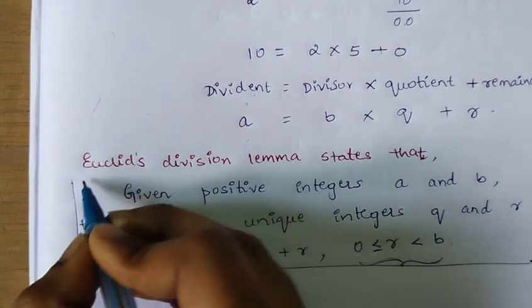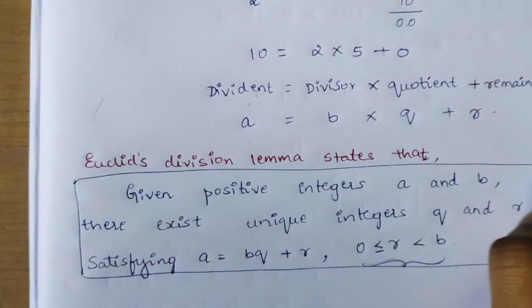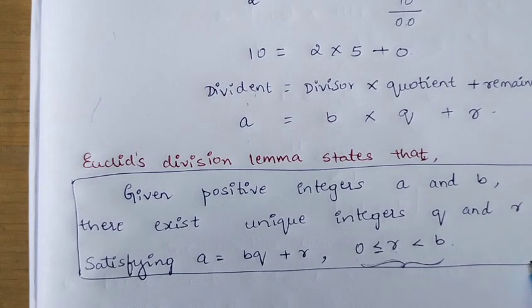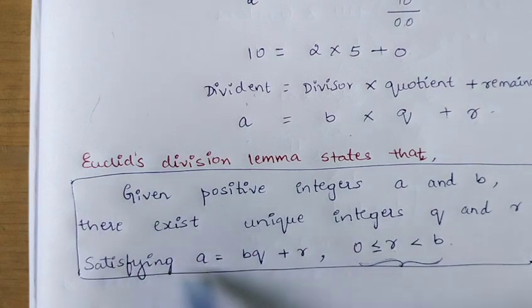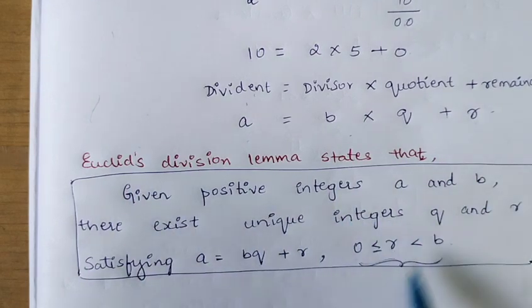Very simple. No need to worry by looking at the name. It is that easy. You have already learned this a is equal to bq plus r in your earlier classes. The only thing is you have to learn to express it in the form of a statement.